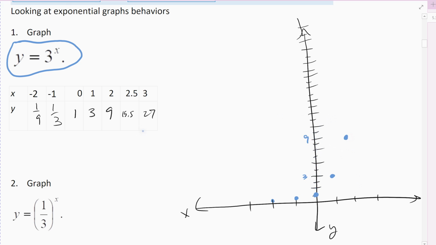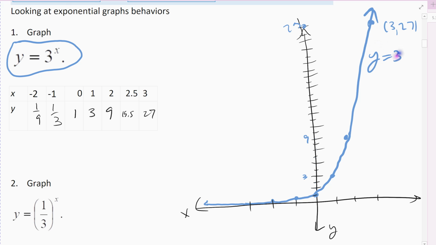I'm not going to mark off the 2.5. I'm going to go all the way up to 3. So 27 was way up here. So 3 goes all the way up to the top to 27. And so there is the function. Alright, so there's y equals 3^x.